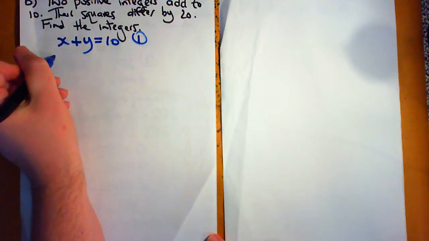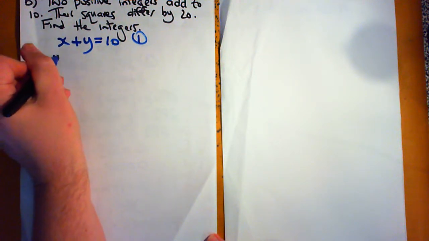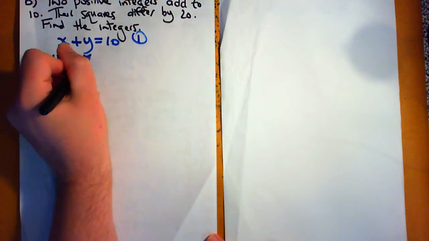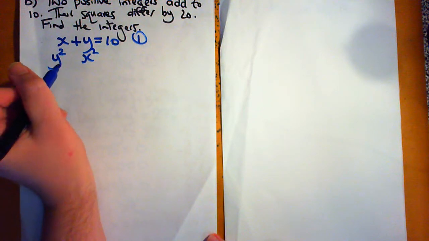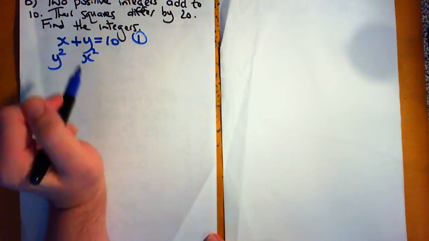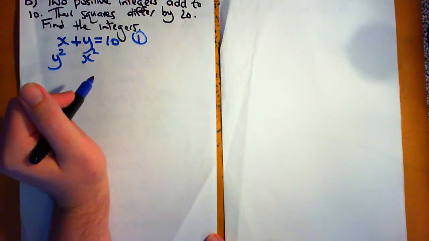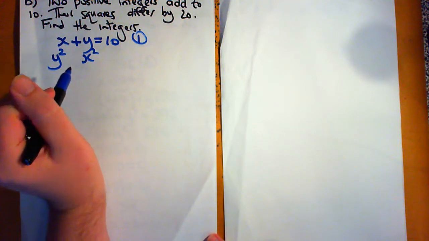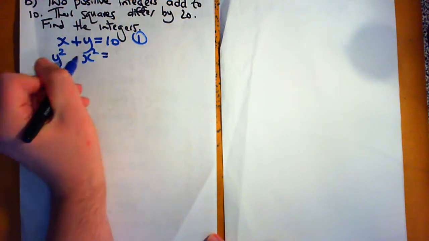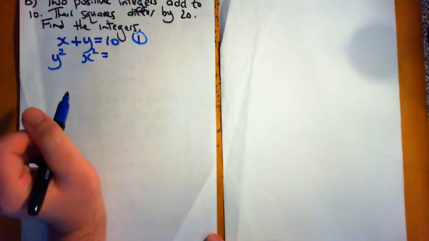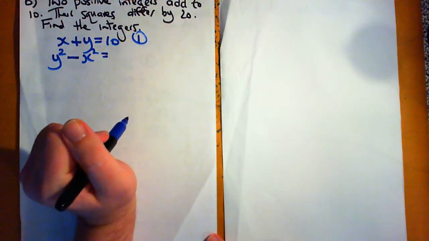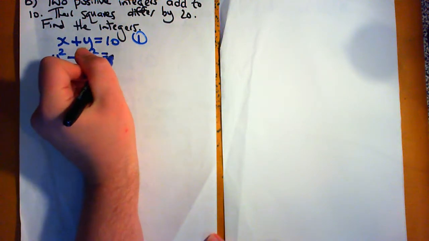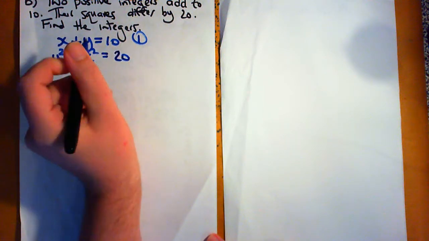Their squares, I'll actually write this the other way round, y squared and x squared. Order doesn't really matter there, but because this is about difference, we're asserting which of the two numbers would be bigger. Writing it this way is going to assert that y will be bigger than x. Their squares differ, so that's a minus because we're thinking about the difference, is 20, which is equation 2.